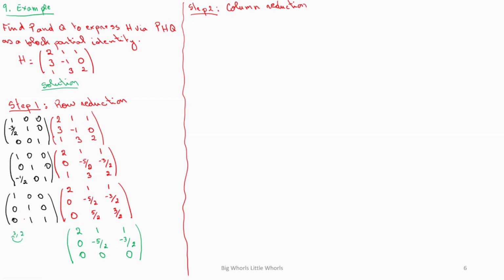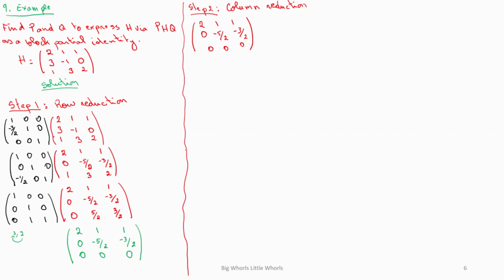So we will continue with the Jordan part in Gauss-Jordan elimination. So the first step here, by doing what? Column multiplication. So we are going to multiply from the right. So we have 2, 1, 1. Yeah, our last matrix here is this matrix. Okay, so we have 0, minus 5 over 2, minus 3 over 2, 0, 0, 0.